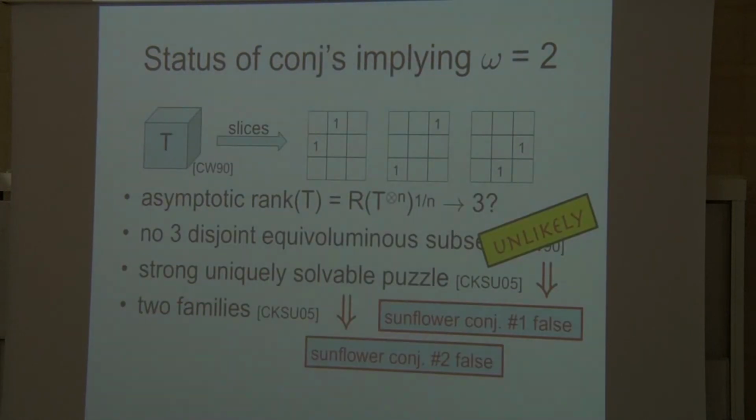And so this second conjecture, the strongly uniquely solvable puzzle conjecture, is maybe unlikely. I would just point out that if you're interested in working on that, a warm-up would be to try to construct a large multicolored collection of vectors that have no 3 that sum to 0 in this multicolored sunflower conjecture. The other two, the asymptotic rank question and the two families question, as far as we know, are unrelated to sunflower conjectures, and so they're still perfectly good to work on. No hints that they might be false.